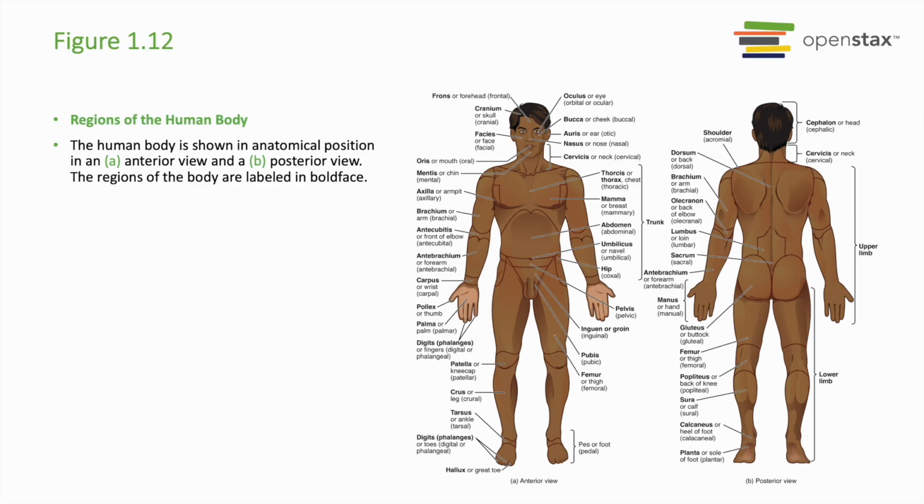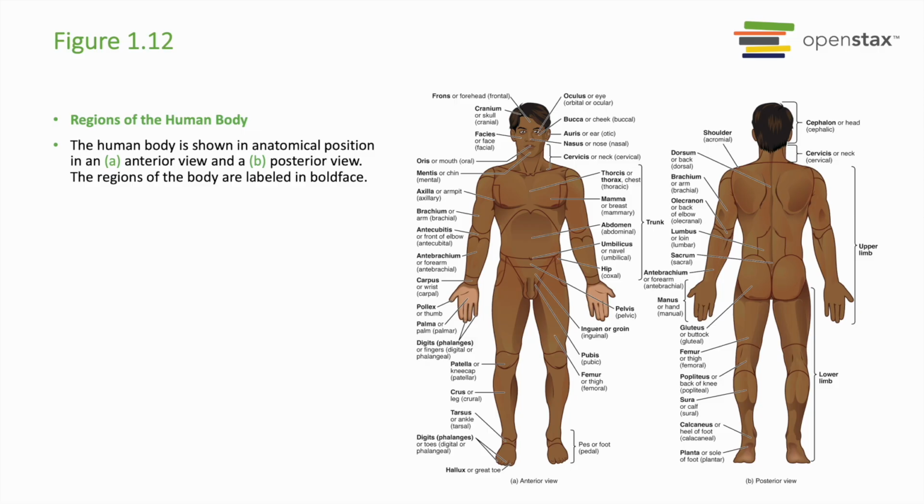The posterior regions of the legs, from superior to inferior, include the gluteal region encompassing the buttocks, the femoral region encompassing the thigh, the popliteus region encompassing the back of the knee, the sural region encompassing the back of the lower leg, and the plantar region encompassing the sole of the foot.